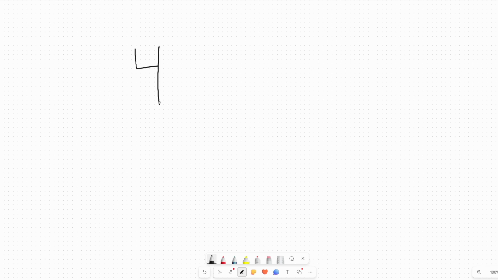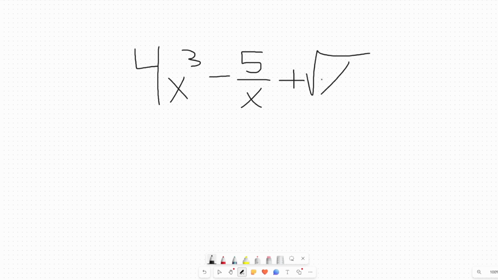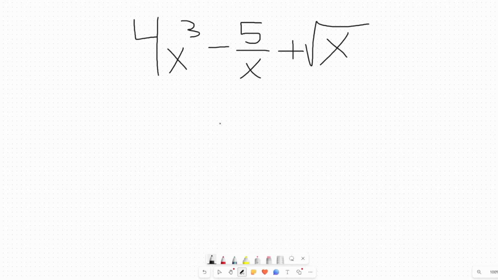Okay, so 4x cubed minus 5 over x, and then plus root x. So you should now be able to solve this based on all the questions that I just went over previously. So take a second to do it by yourself, and when you're ready, let's do it.